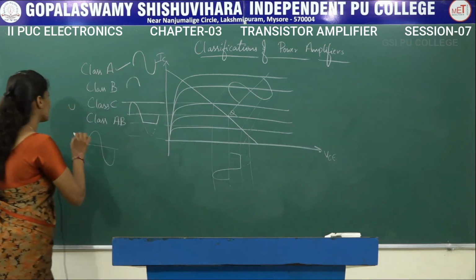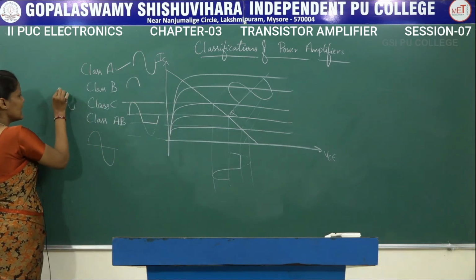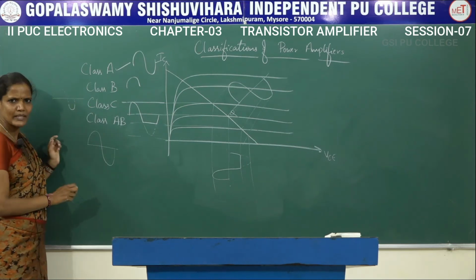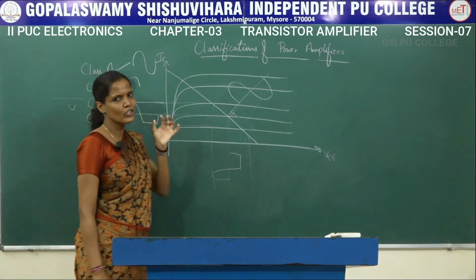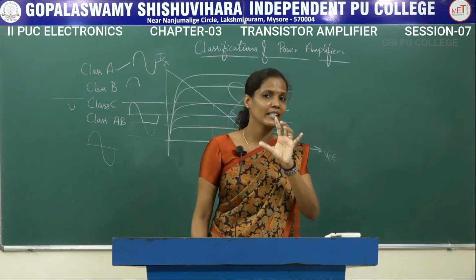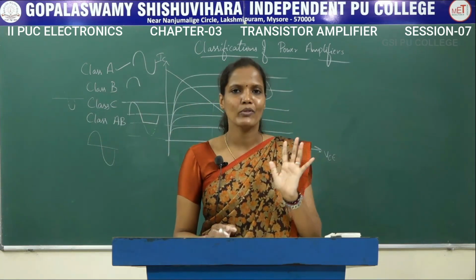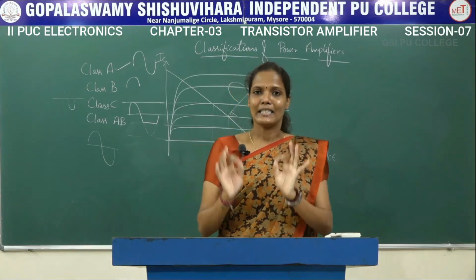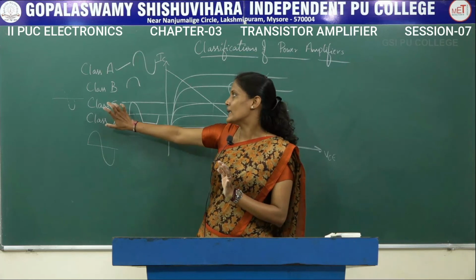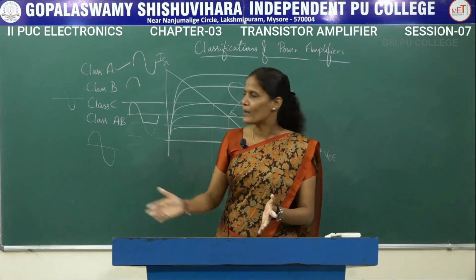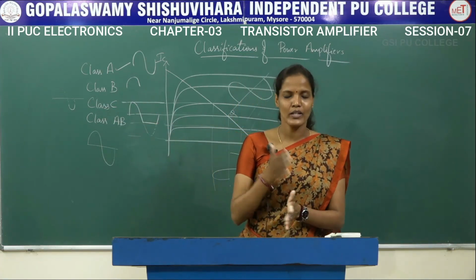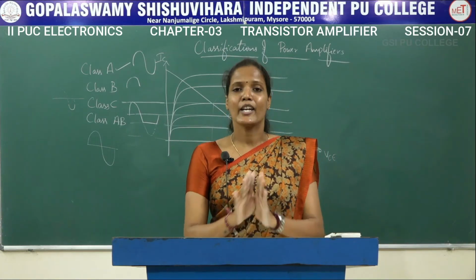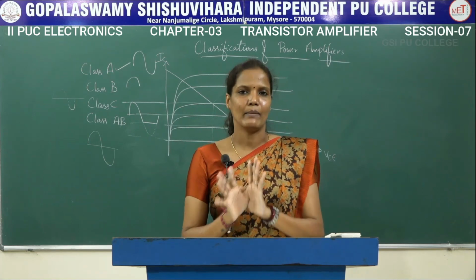Only a small portion of the positive half cycle and some portion of the negative half cycle is eliminated. Only a small portion of the input signal will be appearing at the output. The remaining part will be completely distorted or completely eliminated. But class C will have much higher efficiency compared to all these other types of power amplifiers. But this class C type of power amplifier cannot be used in AF amplifiers.